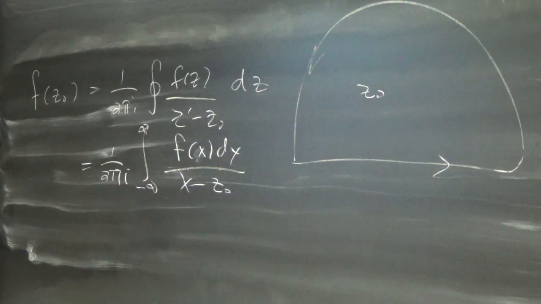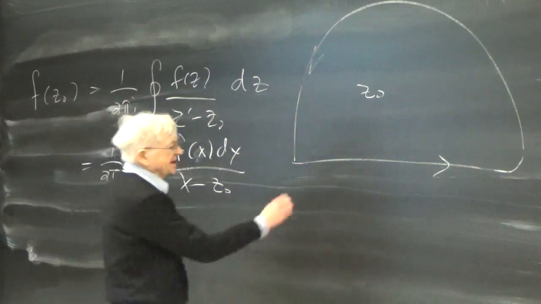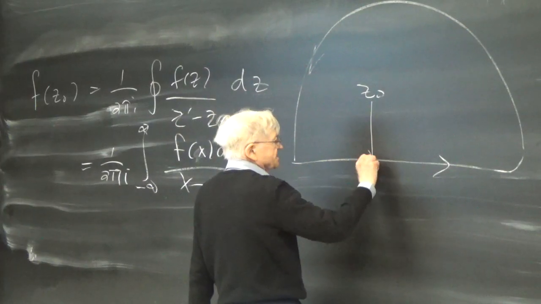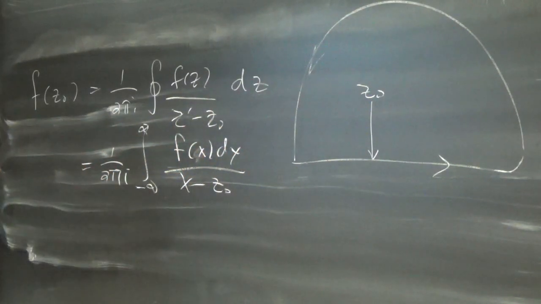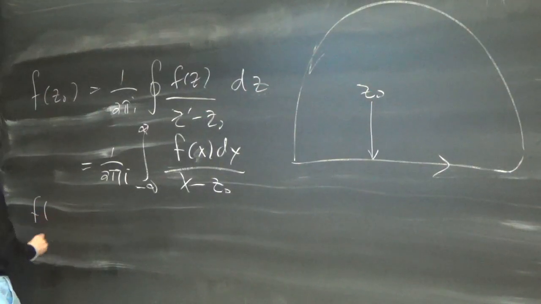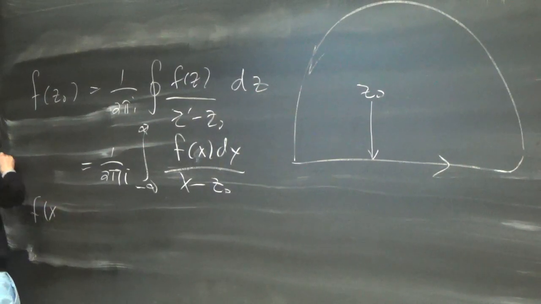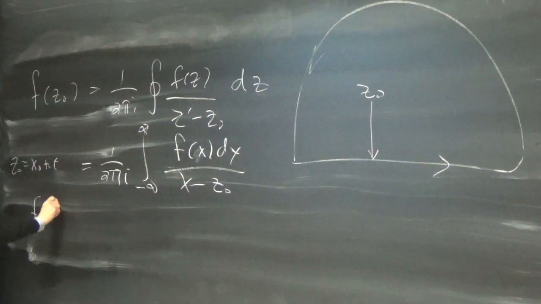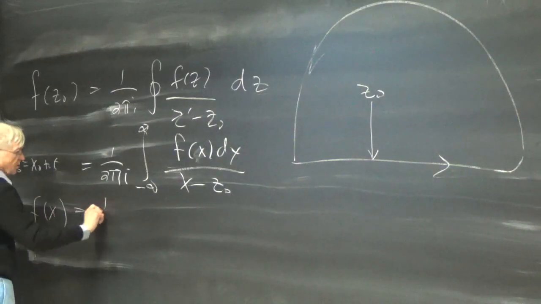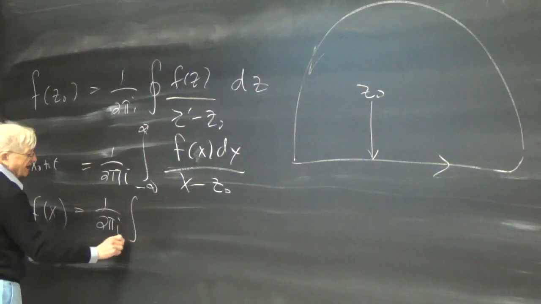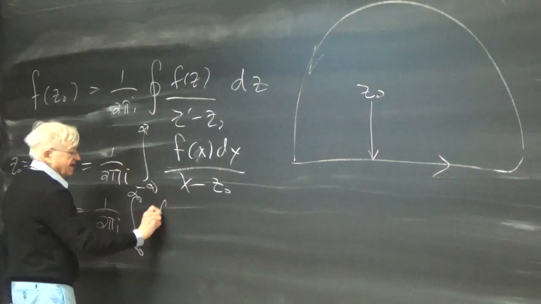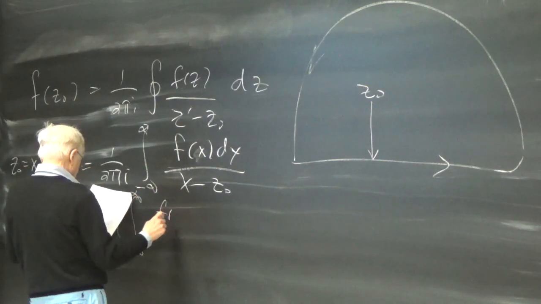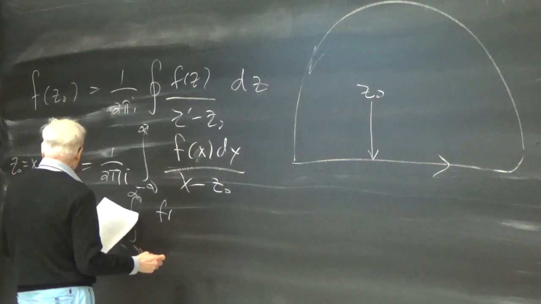And now once we've done that, we can say, well, we're really only interested in the real axis, so we can bring z0 down, and then z0 is going to be x0 plus I epsilon. So f of x0 then is going to be 1 over 2 pi I integral minus infinity to plus infinity of f of x, well, this is x0.